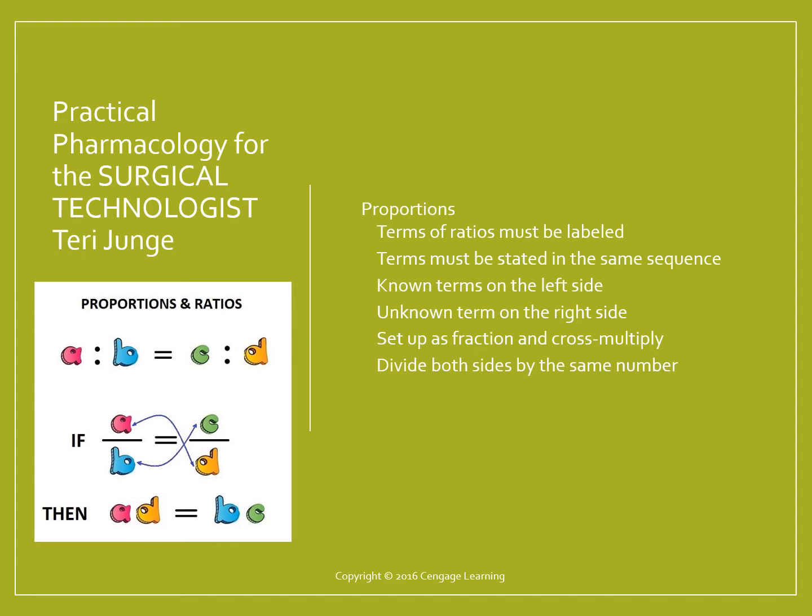Now, proportions: the terms of ratios must be labeled. And remember, when we set up proportions, we would set up 2 fractions separated by an equal sign. We would set the percentage over 100, and then there was a portion of something, and we were trying to find the other number to equal out the proportions, right? So there's going to be an unknown term that we're looking for, and then we did that cross multiplication and divided to get our answer.